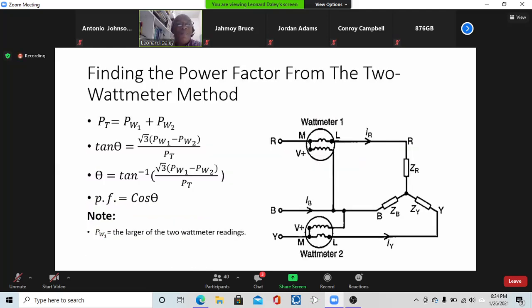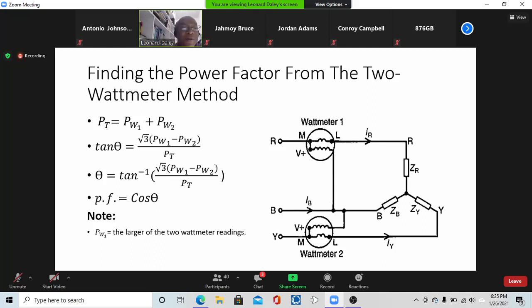Now, we can actually find the power factor of the system by using the wattmeter readings. And these formulas tell you how to do it. The book has some proof, but I don't think you really need to know the proof. You only really need to know how to use the formula.